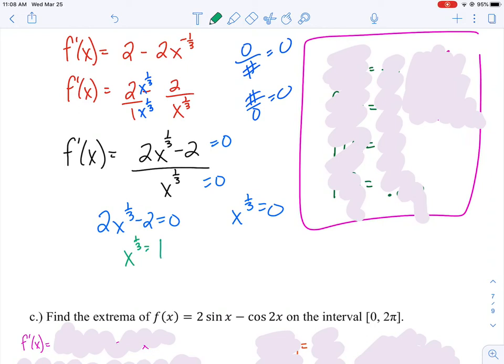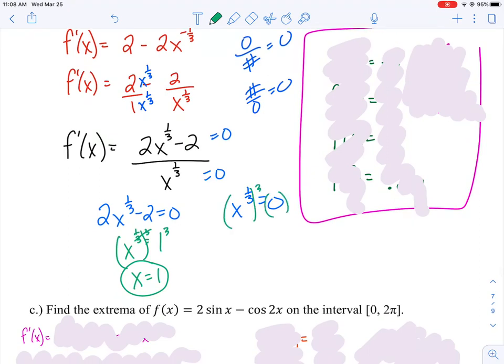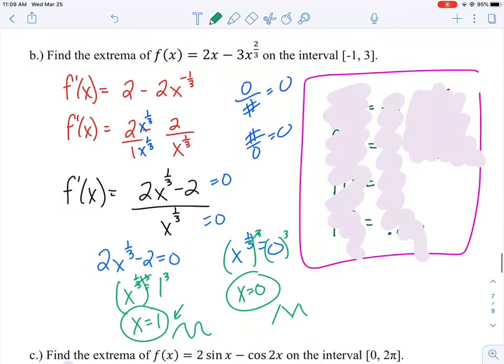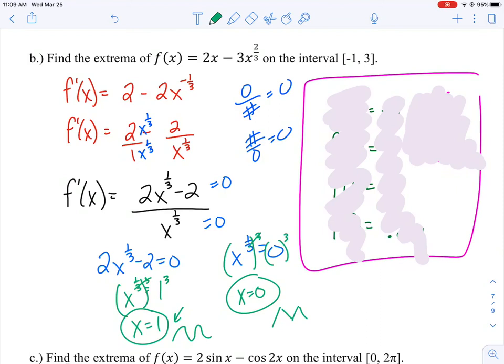I'm going to add 2 to both sides. I'm going to divide by 2 and I end up with the equation x to the 1/3 equals 1. I'm then going to cube both sides and I end up getting a critical number at x equals 1. I'm going to do the same thing for the other side. I cube both sides and I end up getting another critical number at x equals 0. So my derivative equals 0 when x equals 1, so I maybe have a smooth curve there. My derivative doesn't exist at x equals 0. I might have a sharp curve there, but those are my two critical numbers.